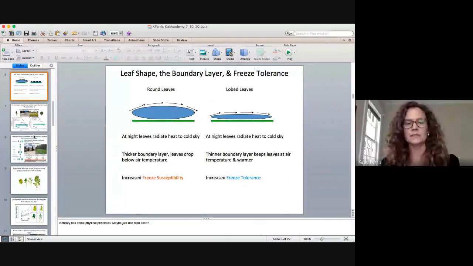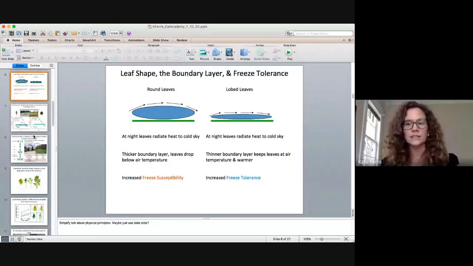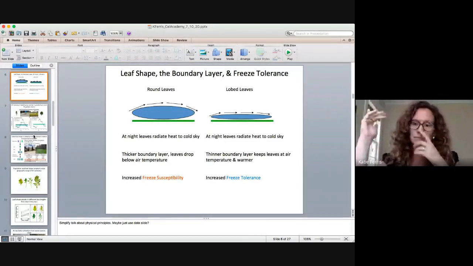So the boundary layer, if you all remember from introductory physics, is a region of immobile air directly adjacent to an object's surface. So in this case, directly adjacent to the leaf surface. Round leaves have a thicker boundary layer than lobed leaves, which have a thinner boundary layer. At night, leaves radiate heat to the cold sky if there's no cloud cover, right? Space is very cold, it sucks up all the leaves' heat. And so this can cause leaves to drop below air temperature and freeze even when air temperature is above freezing.